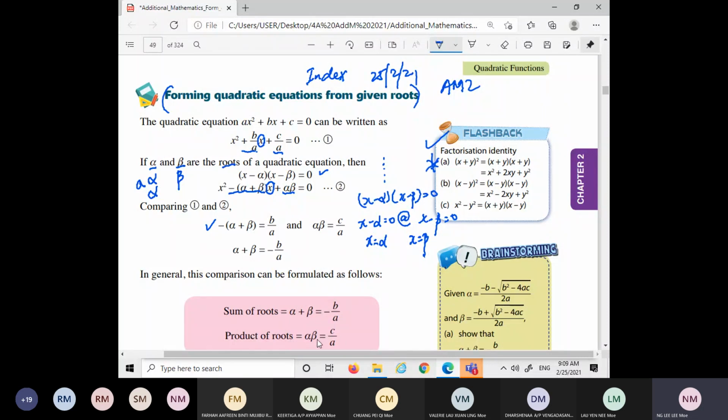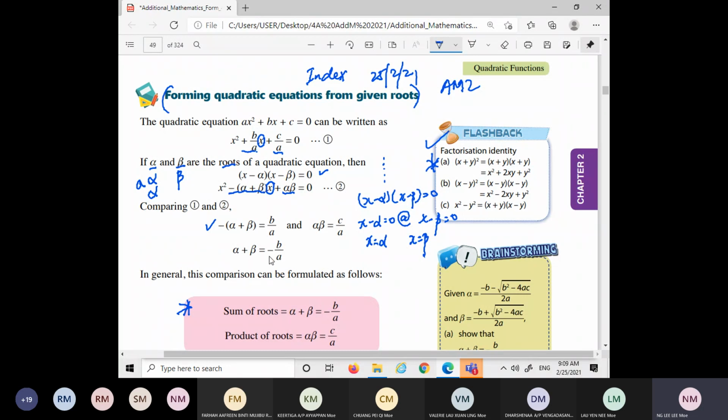In another way, this is a summary of it. You can write in this way. Sum of roots. Why do you say sum of roots? Because alpha and beta are the roots. Plus means sum. So sum of roots, alpha plus beta, is equal to negative b over a. It comes from here. They move the negative to this side.